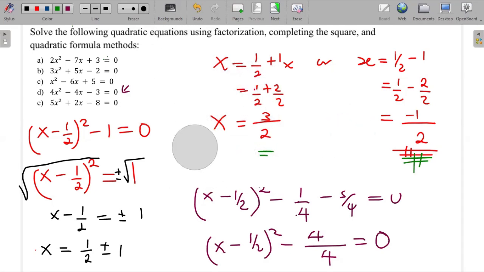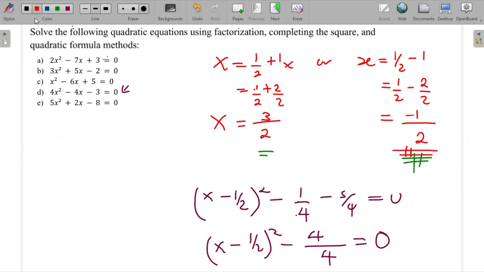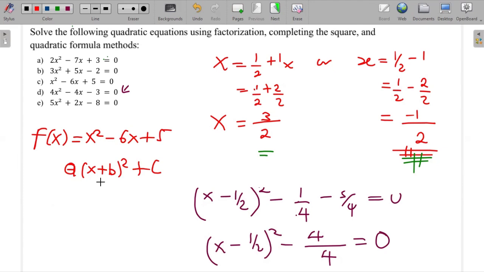Now sometimes they can just give you a quadratic function that looks like this, maybe x squared minus 6x plus 5. And then they ask you to express this in the completed the square form. They usually say express this quadratic function in the form a, and then they write (x plus b) squared plus c. So they're simply asking you to turn this into something that looks like this.